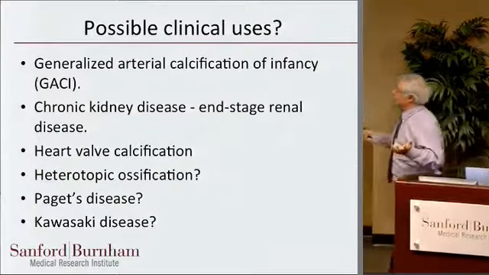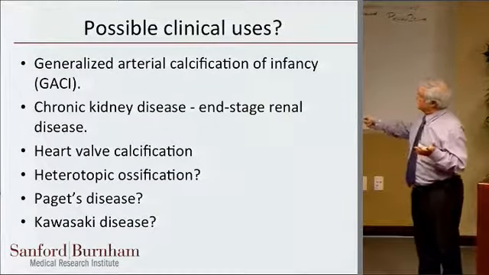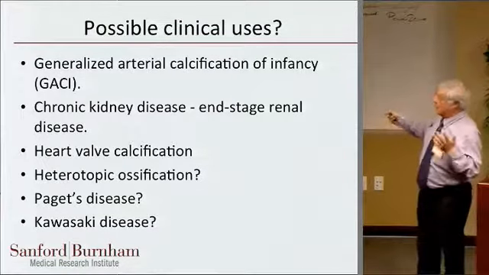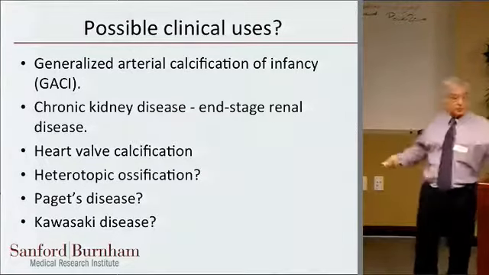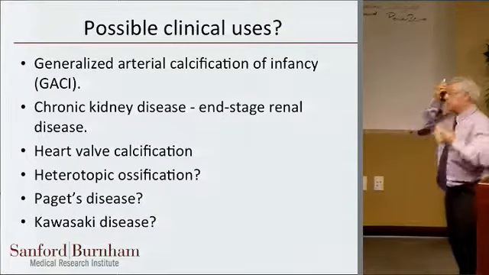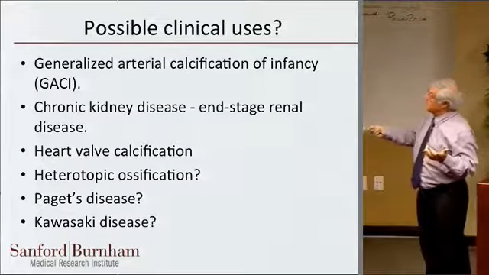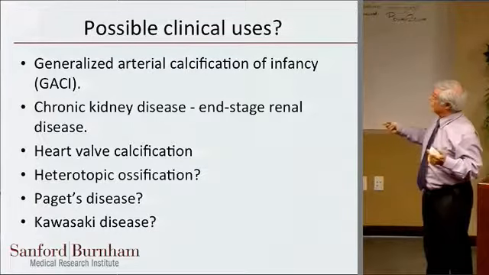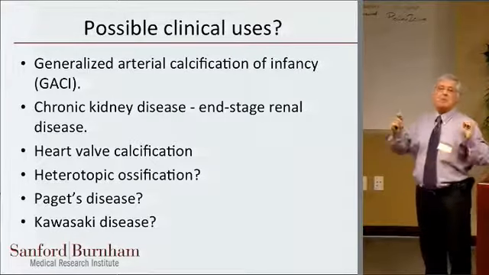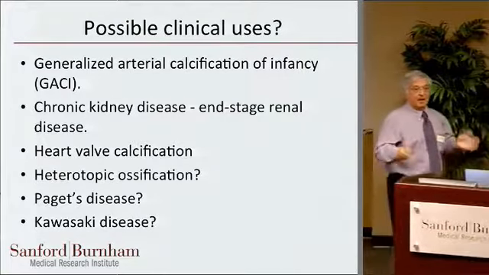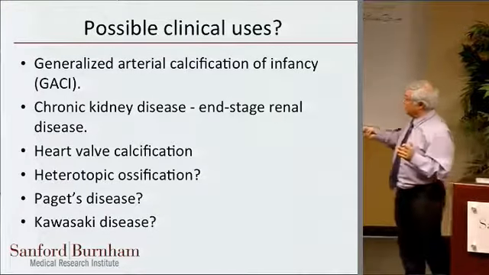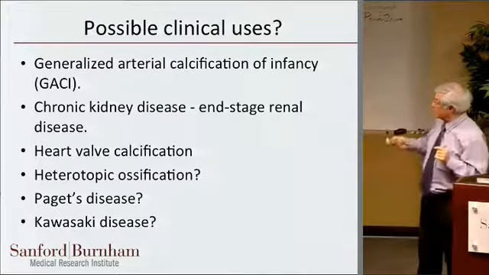So possible clinical uses of this, well, clearly, I'm very excited about the potential of using this on generalized arterial calcification of the infancy. A rare disease, there are very few children around, but you only need, as we saw, 10 children to document efficacy and to move to other aspects of the disease. Chronic kidney disease, end-stage renal disease is a huge market potentially for a drug like this. Heart valve calcification, heterotopic calcification, major problem for war veterans coming back from the wars around the world. And the Department of Defense is putting a lot of effort into trying to find treatments for heterotopic calcification.